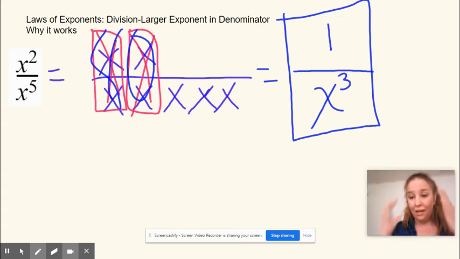So what you really need to take away is you're just subtracting exponents if they have like bases, meaning they're both x or they're both y or both a, whatever. But the final location, numerator or denominator, is wherever the exponent was higher in the first place.